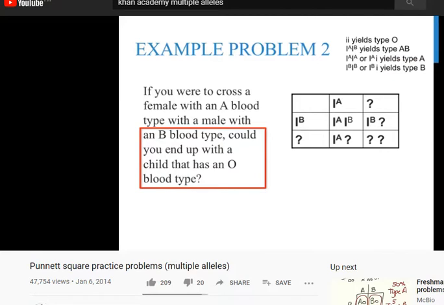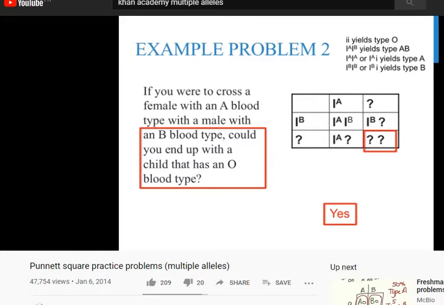The question that the problem asks remains. Could you end up with a child that has an O blood type? To answer this question, we need to refer to the boxes inside of the Punnett square. What we're looking for for an O blood type is a genotype that is lowercase i, lowercase i. When we couldn't decide if an allele should be a capital IA or a lowercase i, a capital IB or a lowercase i, we placed a question mark in those boxes.